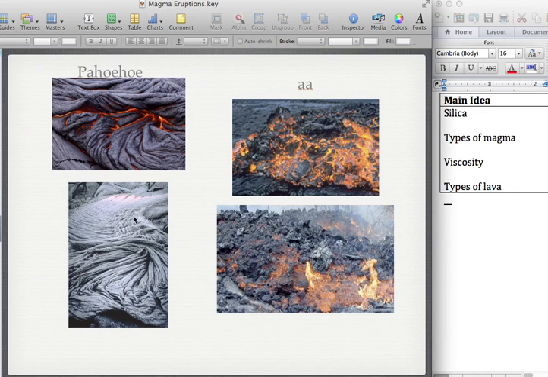So pahoehoe is going to look like this. You've got lava flowing down the mountain, just pouring out, and it ends up piling up in ropey lumps at the bottom. A'a is much rougher and jagged and stiffer, and this whole wall of lava might be flowing at only a mile an hour, so something where you could easily outwalk it.